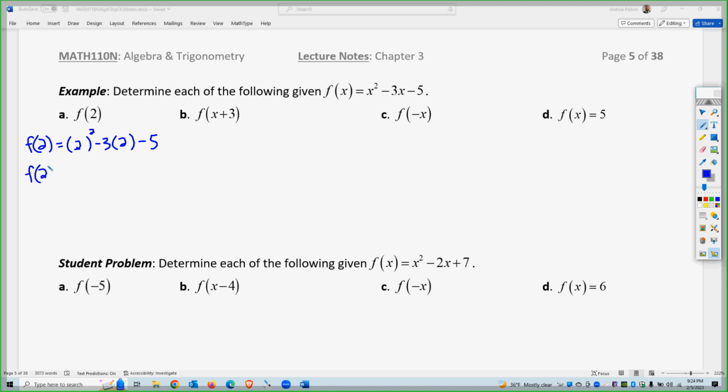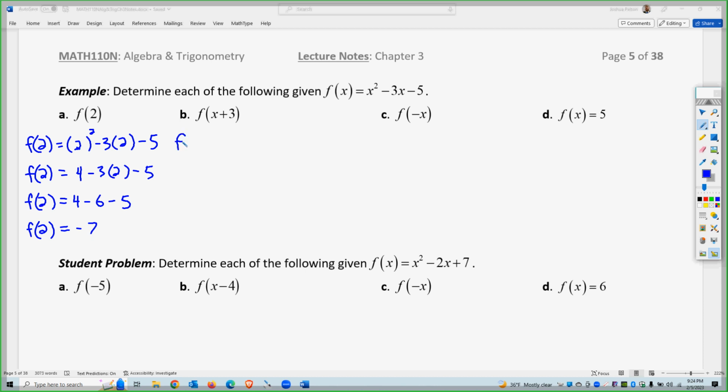So the function value at 2 is 4 minus 3 times 2 minus 5. I do exponents first. So I get 4 minus 6 minus 5. I think we're good there. So f of 2 equals, let's see, that's minus 6 and minus 5, so that's minus 11, plus 4 is minus 7. That seems good. So basically the function value of 2 is negative 7.